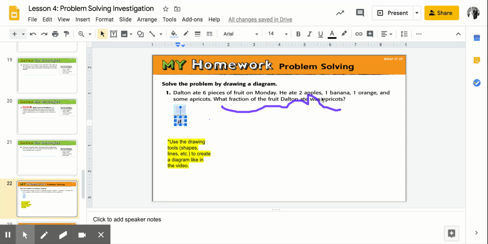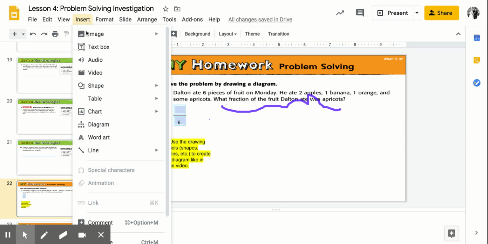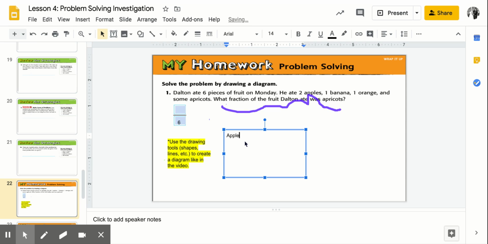But then we have to figure out how many were apples out of that fraction and how many were bananas. Instead of really drawing a diagram, I added a text box to figure out the fractions. Apples, he ate 2, and the total he ate is 6, so my fraction is 2 out of 6. Banana, he ate 1, and the total number was 6, so my fraction is 1 out of 6. Orange, he also ate 1, out of 6 total pieces, so that would be 1 out of 6.